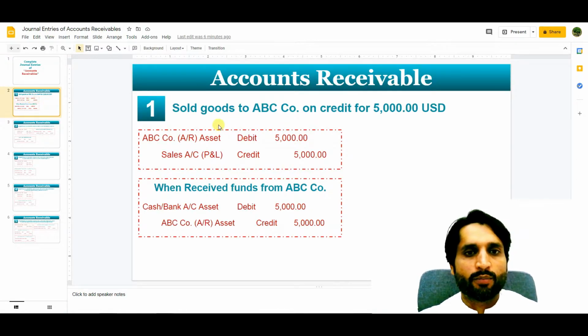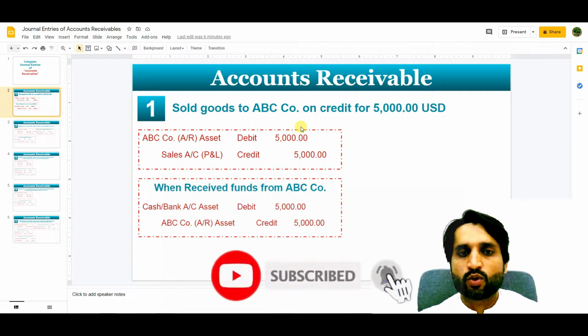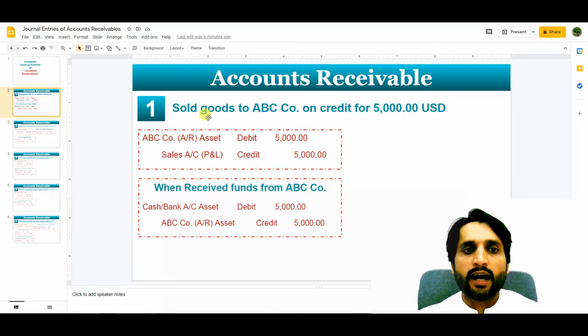In account receivable, the first thing is: sold goods to ABC company on credit for 5,000 US dollar. I am talking about this without tax. So if there is no tax, how do you need to pass an entry when you are selling goods on credit? Account receivable, ABC company asset, debit with 5,000 US dollar, and sales account, profit and loss, credit with $5,000.